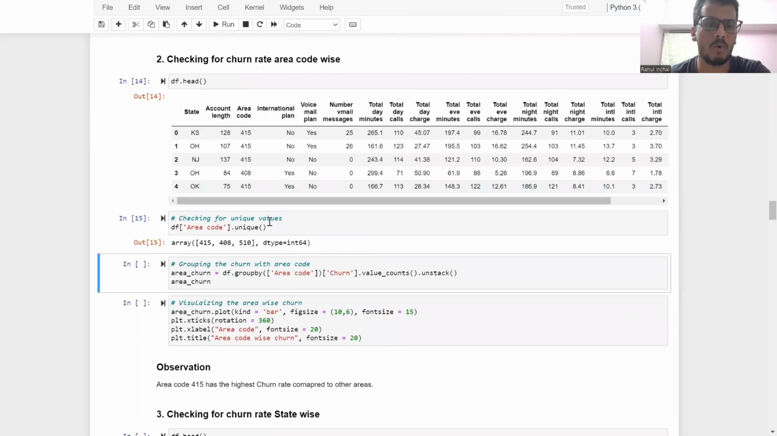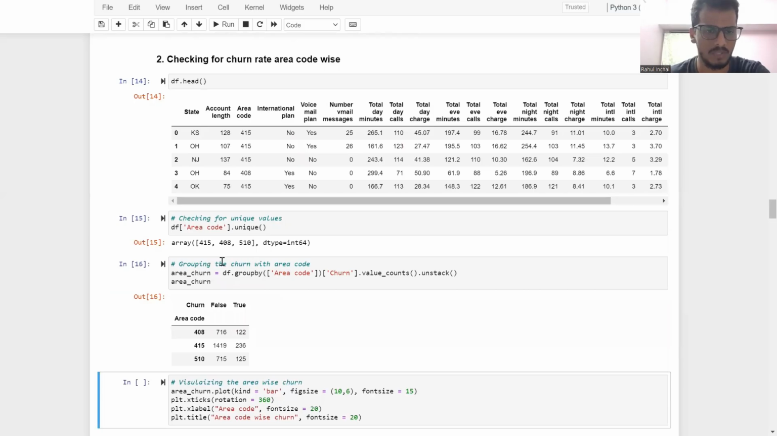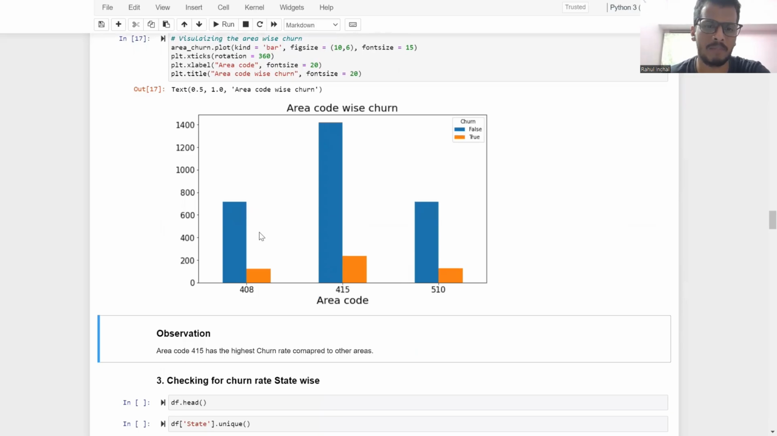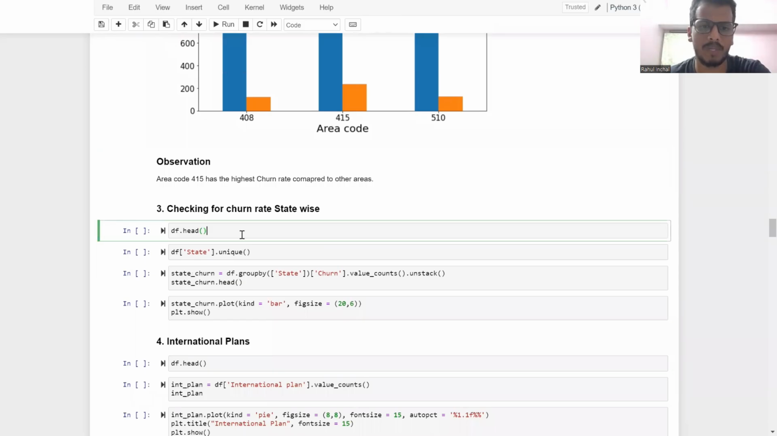Now second is checking the churn rate area code wise. What is the area code? That is 415, 408, and 510. These are the 3 unique area codes, and I have grouped the area code with churn and stored it in area churn. I'm unstacking these so that I can get the true value as a table, and then I'm plotting the bar graph for that. We can see area 415 has the highest churn rate, but also the highest retention rate, followed by 408 and then 510. Fine. So I hope that you got that.